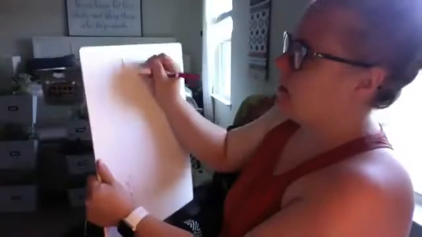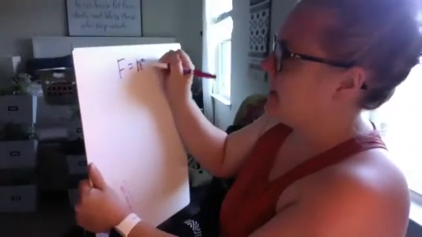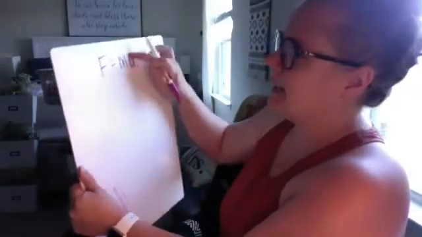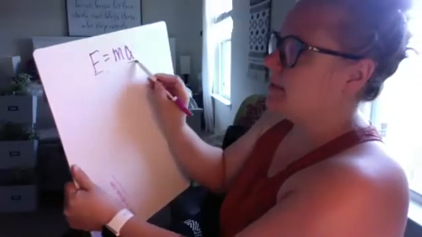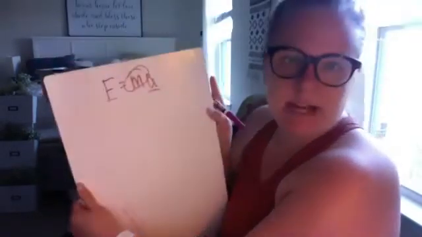Number 11. An object accelerates 7.2 meters per second squared when a force of 4 newtons is applied. What is the mass of the object? So if I have that equation, F equals ma, in this case, it gave us our force and it gave us our acceleration. We're trying to find the mass.